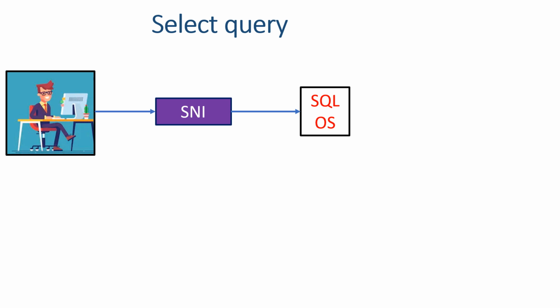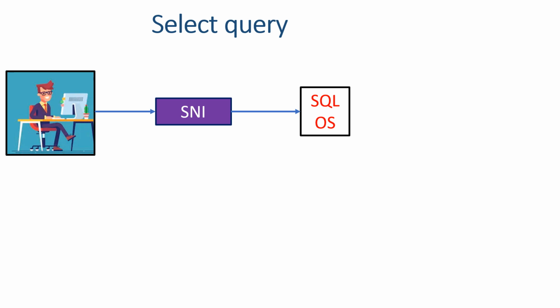Now let's see how the select query works behind the scenes. What happens behind the scenes at each component when we submit a select query? For example, we have a user here. No matter what kind of interface he uses, whether SQL Server Management Studio, Azure Data Studio, .NET Visual Studio, or even a third-party application, once he submits the select query to SQL Server, he should first get a secure network connection to SQL Server. Now, how does he get that?